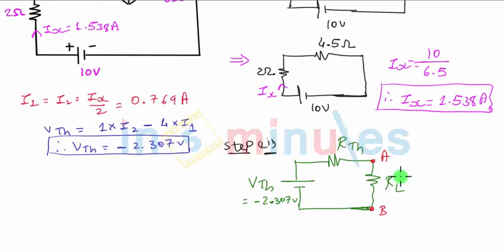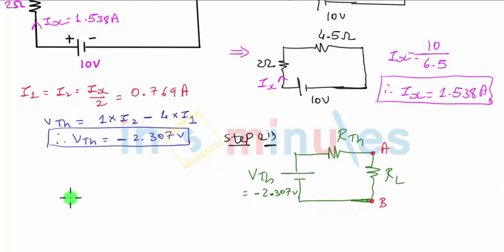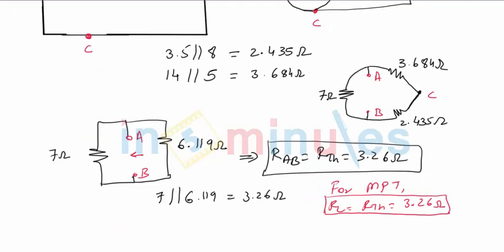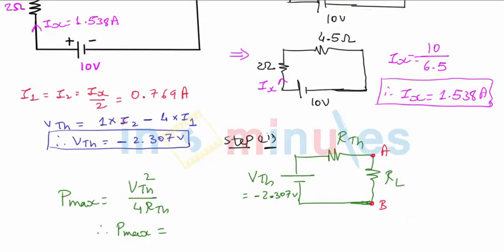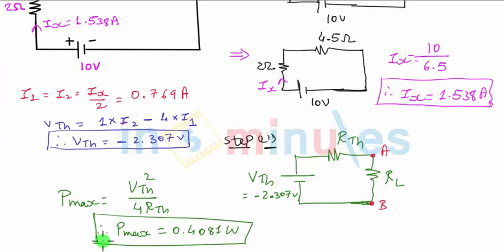That's perfectly fine. But anyways, our aim is to find P max, and the formula for P max is nothing but VTH square upon 4 RTH. So P max will not be affected by the sign of VTH. VTH is available to us. RTH is something that we had got in the previous discussion. RTH was equal to 3.26 ohms. So my final answer for P max is going to be 0.4081 watt. So that's my P max, the maximum power that will go to resistance RL.